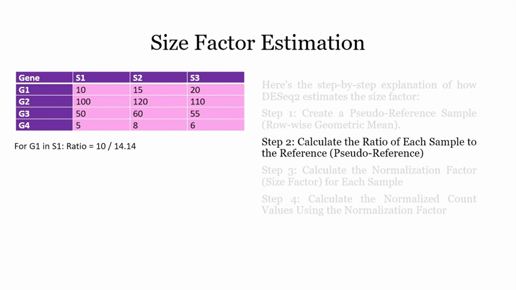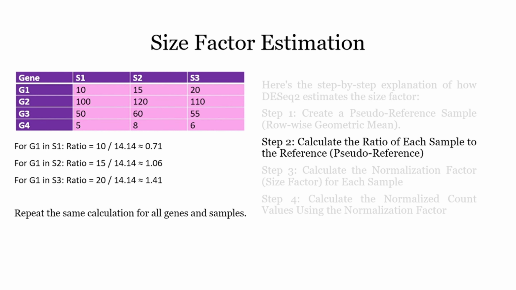For the second step, we calculate the ratio of each sample to the reference. For gene 1, in S1, the ratio is 10 over the 14.14 that we obtained, which is equal to 0.71. And for G1 and S2, 15 over 14.14, which is equal to 1.06. For gene 1 in S3, the ratio is 20 over 14.142, which gives 1.41. Repeat the same calculation for all genes and samples.